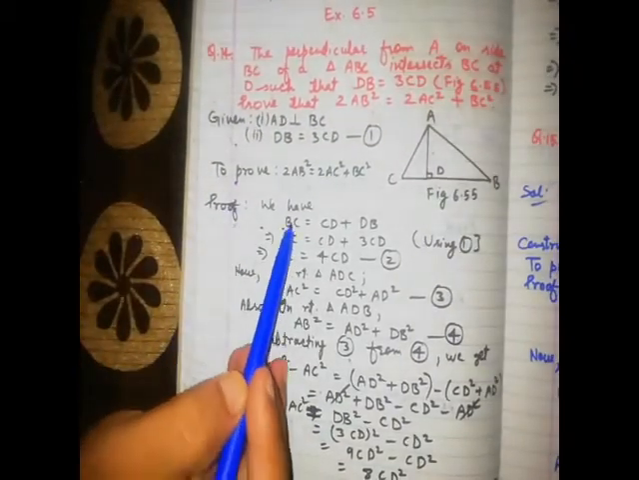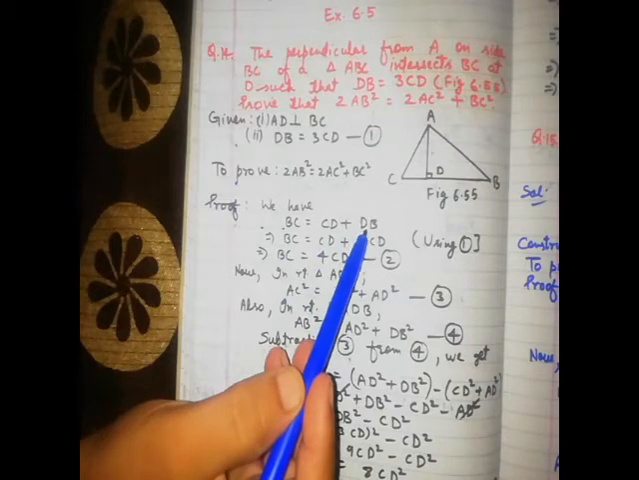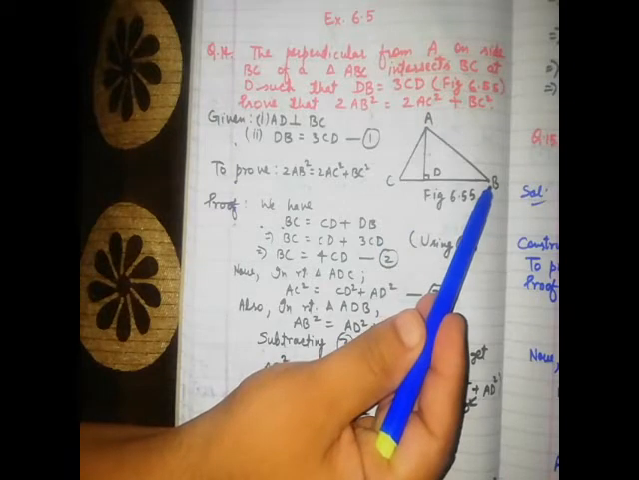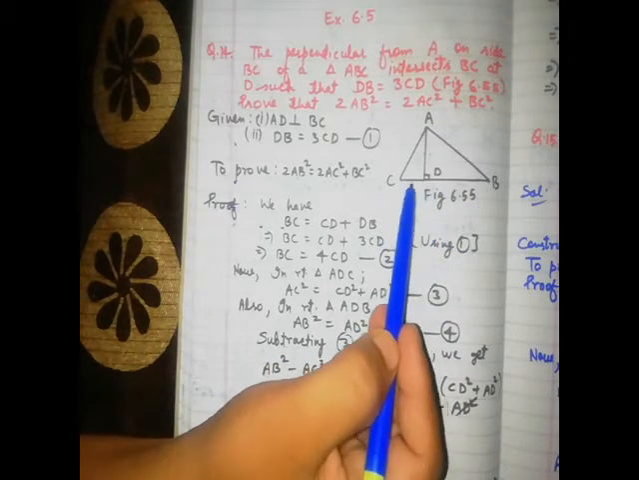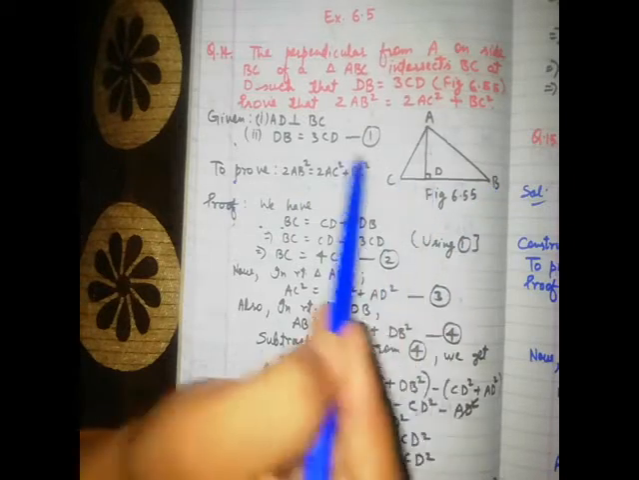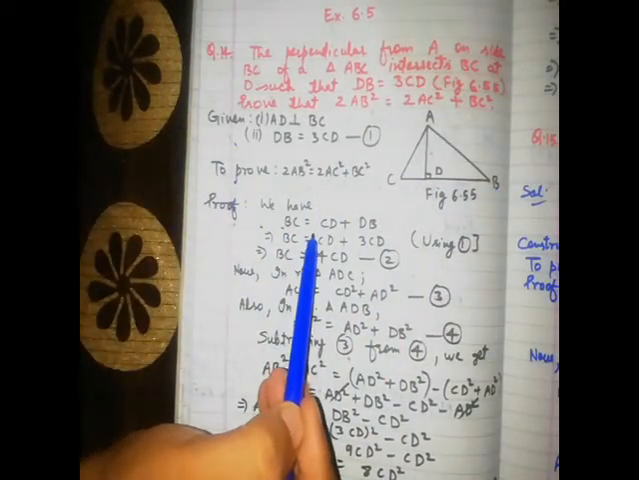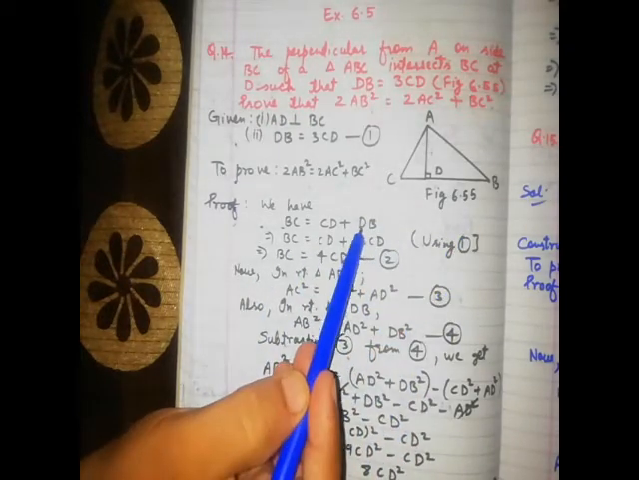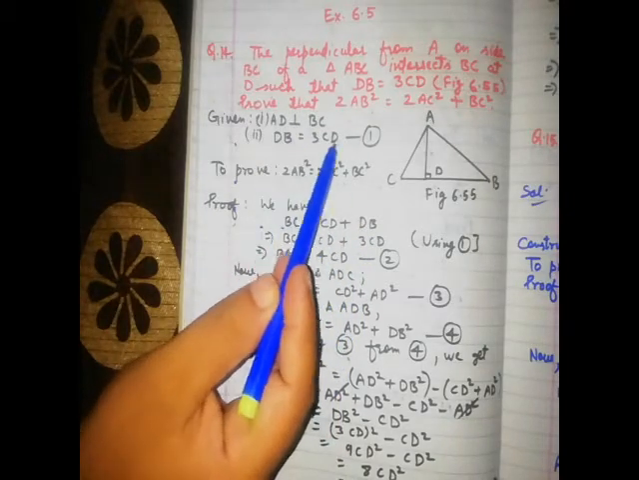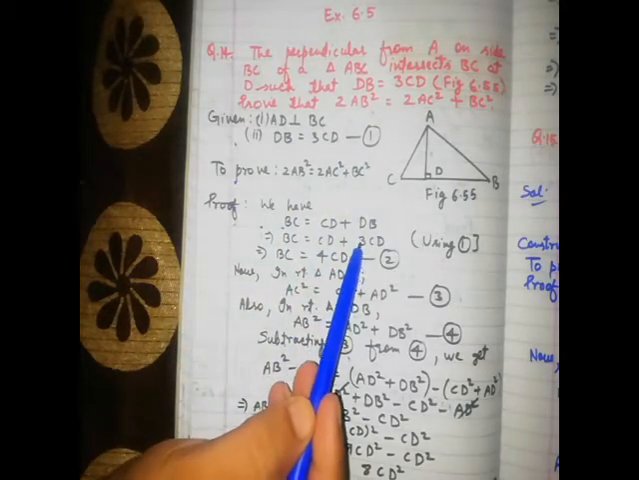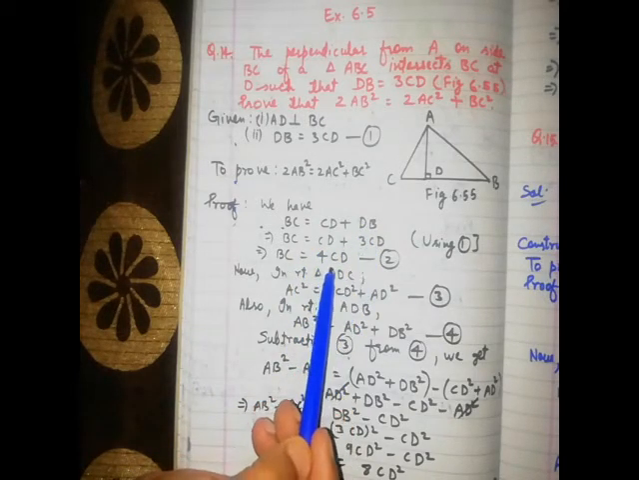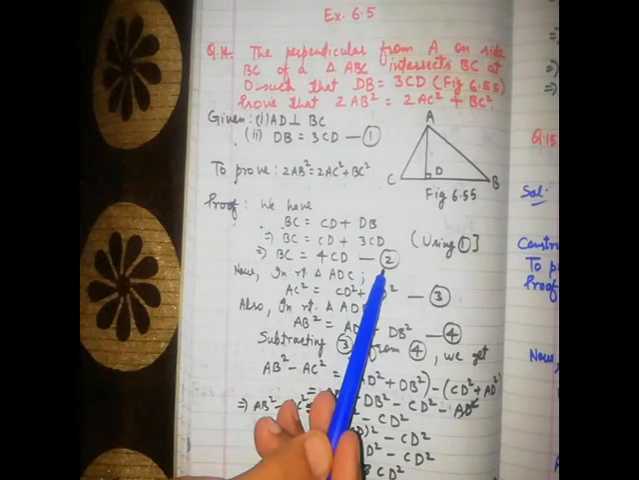First of all, we have BC equal to CD plus DB, because we can see from the figure, this is BC and it is comprised by CD and DB together. This we can see from the figure. Now DB is 3 times CD. It is given in equation number 1. So we write 3 CD for this DB. Now CD plus 3 CD becomes 4 CD and we get BC equal to 4 times CD. This is kept as equation number 2.